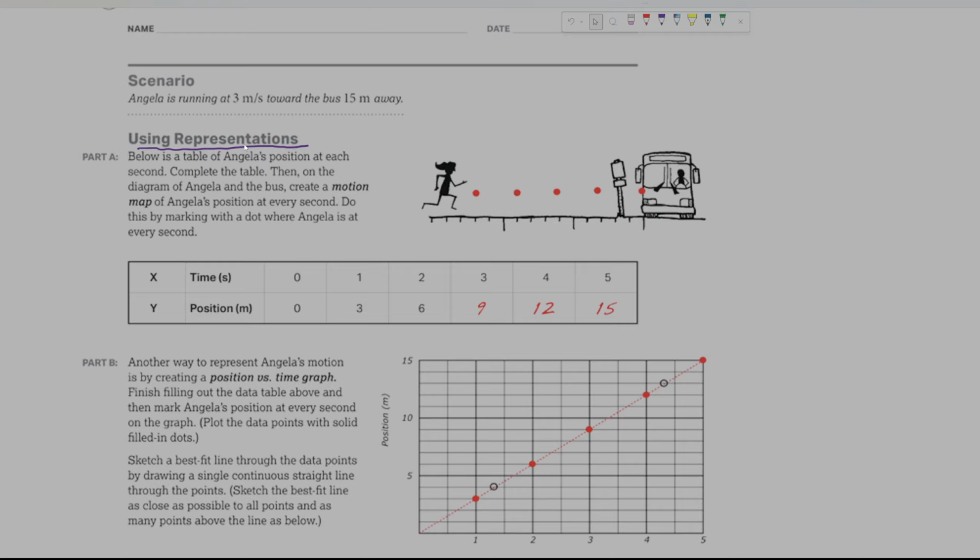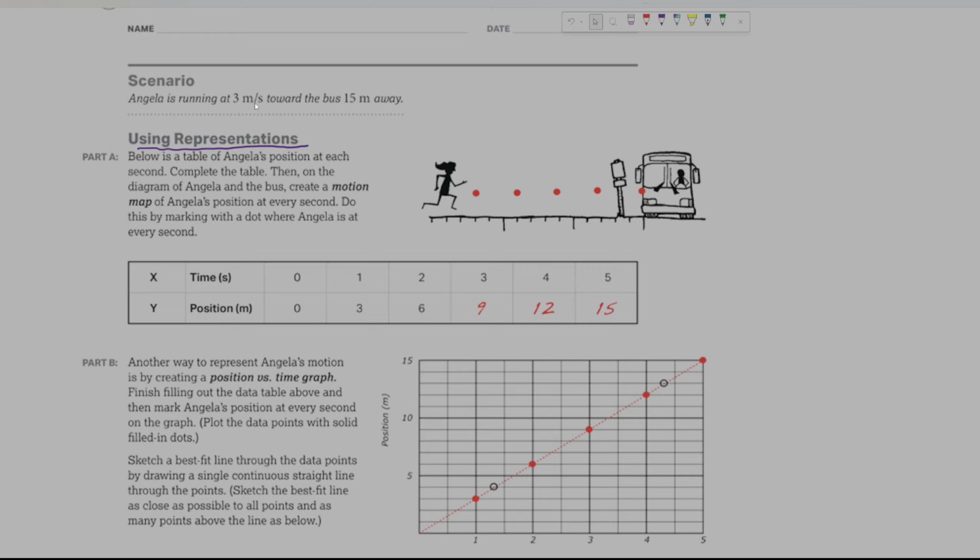So here we have a table below. Here, I'll read what it says. Below is a table of Angela's position at each second. Complete the table. Then, on the diagram of Angela and the bus, create a motion map of Angela's position at every second. Do this by marking with a dot where Angela is at every second. Okay, let's start with the table.